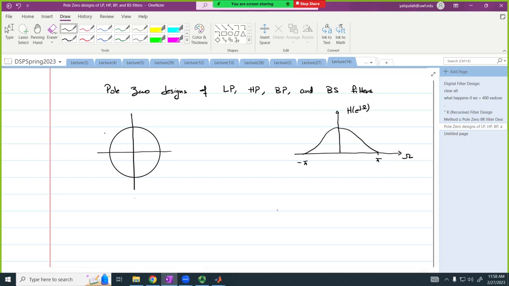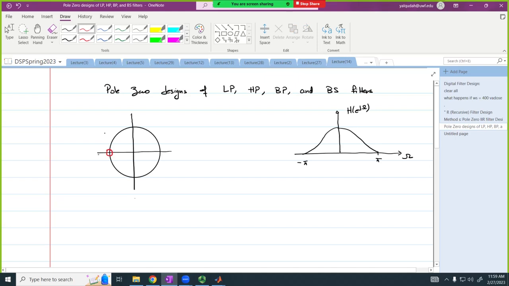How can I build a filter that will give me this frequency response? Based on the steps we said, if I want the frequency response to be a 0 at pi, then what do I need to have? A 0 at pi. So I'm going to have a 0 here.